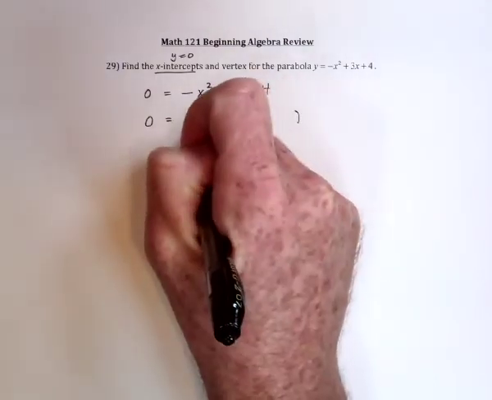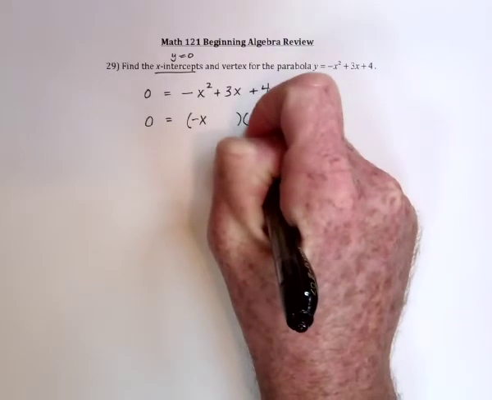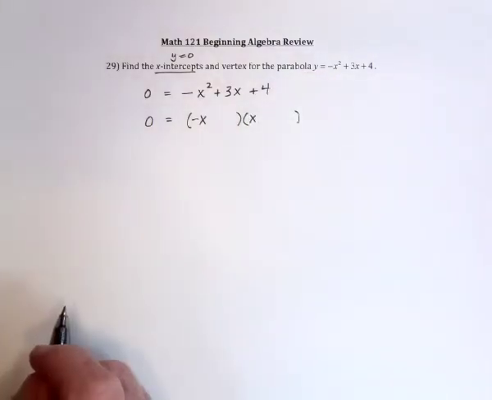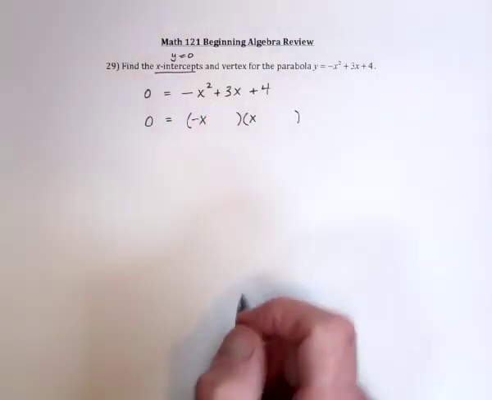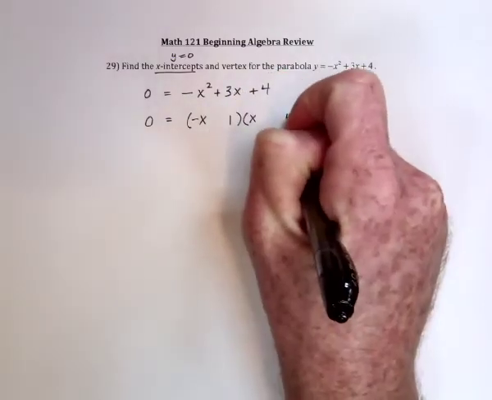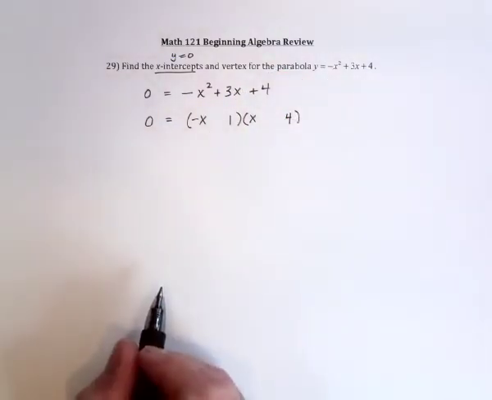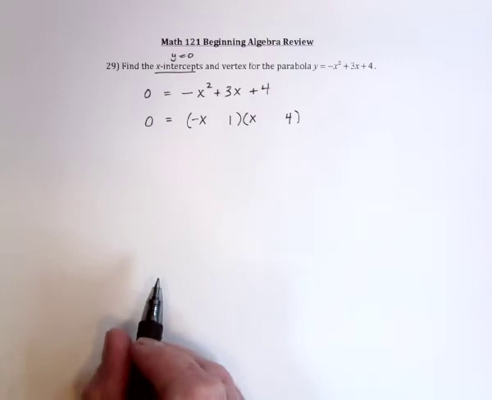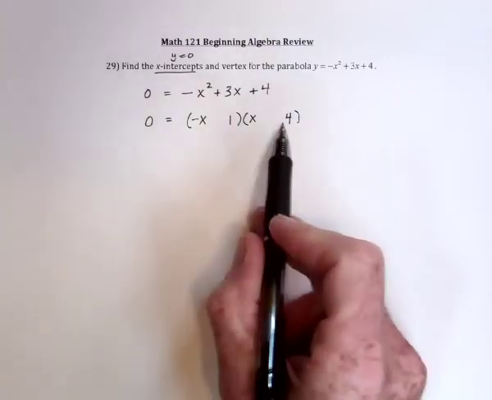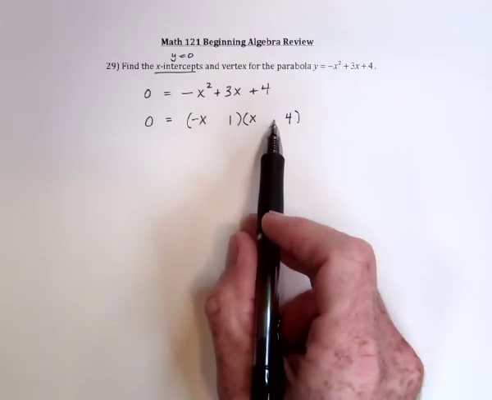So in order to get negative x squared, I would need negative x times positive x. And then for a 4, I could either use 2 and 2 or 1 times 4. And I'm going to choose the 1 times 4 because if you have a 4 minus a 1, that would be a 3. And I think that's how we're going to get this middle term. So I'm going to use a 1 times a 4. Now I need that 4 to end up being positive. So I could put a positive and a positive, or I could put a negative and a negative.